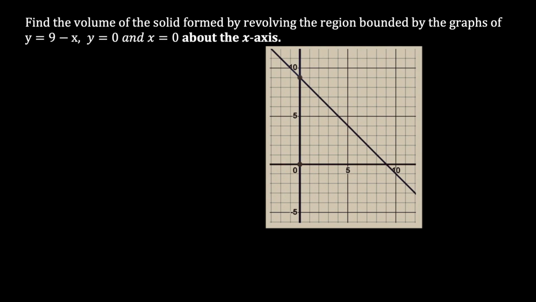Hi, in this question they're asking you to find the volume of the solid formed by revolving the region bounded by the graphs of y equals 9 minus x, y equals 0, and x equals 0 about the x-axis. Now, let me show you how you do that.